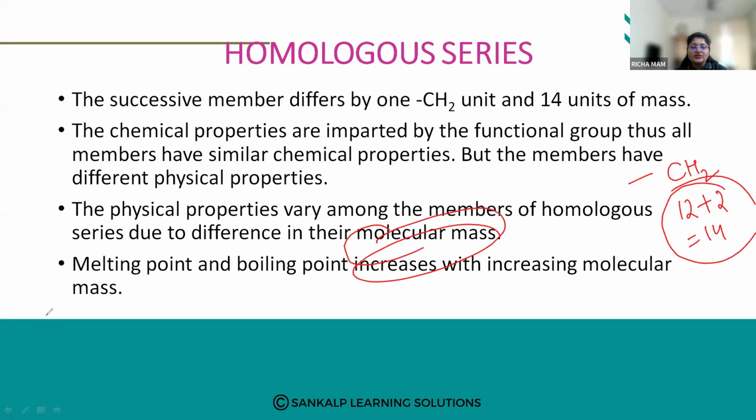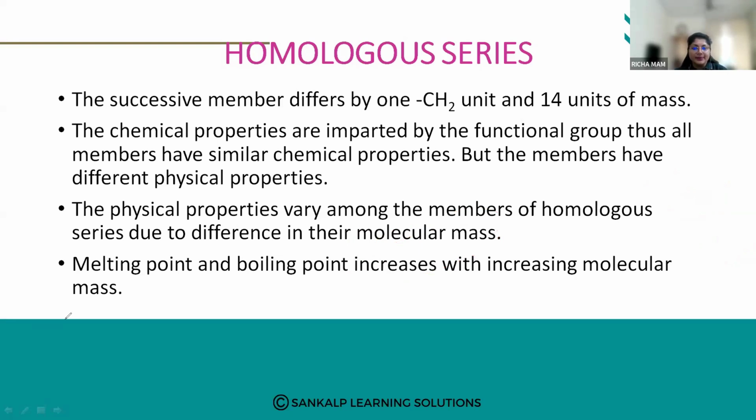So the members of the same class of homologous series will have the same chemical properties, but the physical properties will be different. Why the difference? It is due to their molecular masses. What are the different physical properties? Like melting point and boiling point. As the molecular mass increases, the melting point and boiling point also increase.